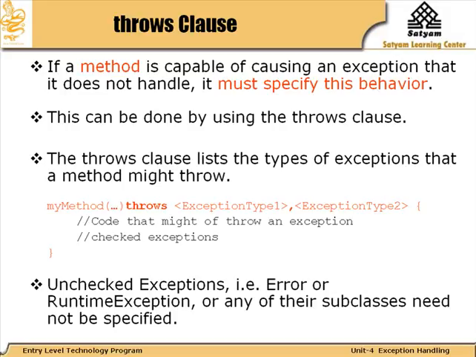For example, here I have a method, myMethod, which throws the exception of exception type 1 or exception type 2. This implies that the code of myMethod could result in an exception of type 1 or exception type 2. However, unchecked exceptions or runtime exceptions need not be specified in the throws clause.